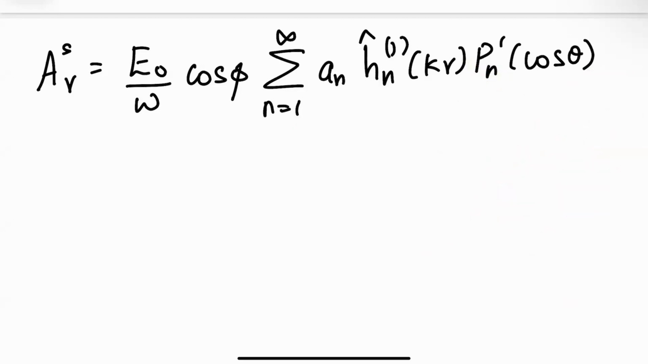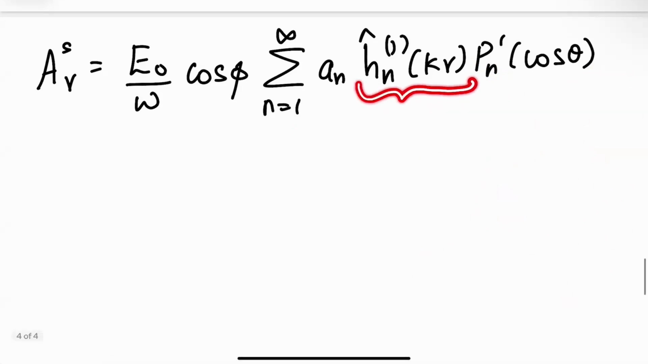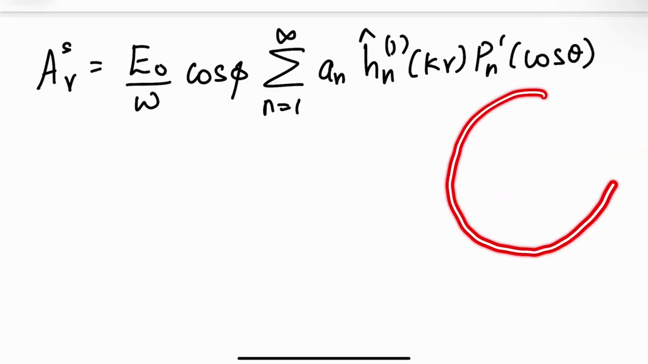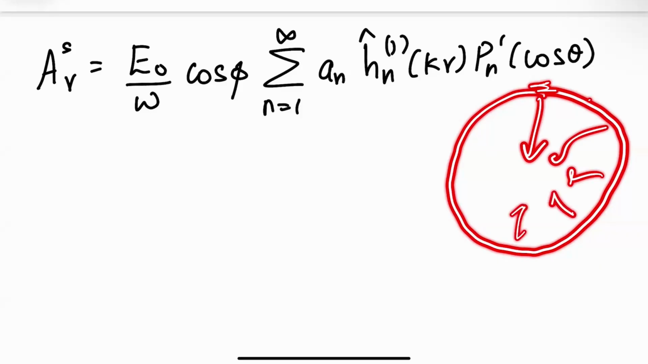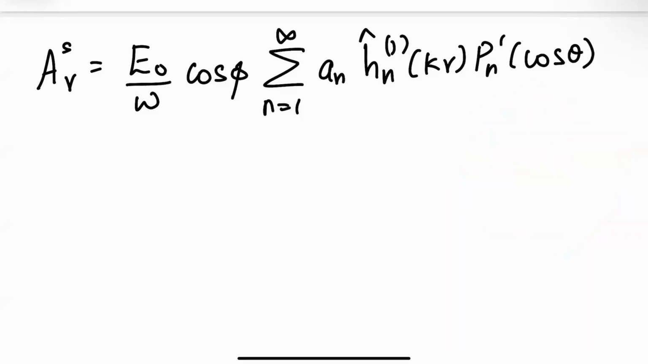Because nothing goes inside, it's better to use a basis of outgoing spherical waves, which are given by Hn1. We don't have any Hn2 component. If I have a dielectric scatterer, which we'll briefly look at the end, then the scattered field also has an inward going component, so you have to be a bit careful there. But in this case, just using Hn1 is fine.